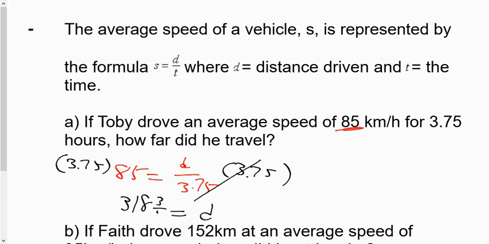Or if you wanted to get real fancy, 318 and 3/4. And that is how far he traveled, because that's the distance. So therefore, you would put a sentence on your test. Therefore, he traveled 318 and 3/4 kilometers.